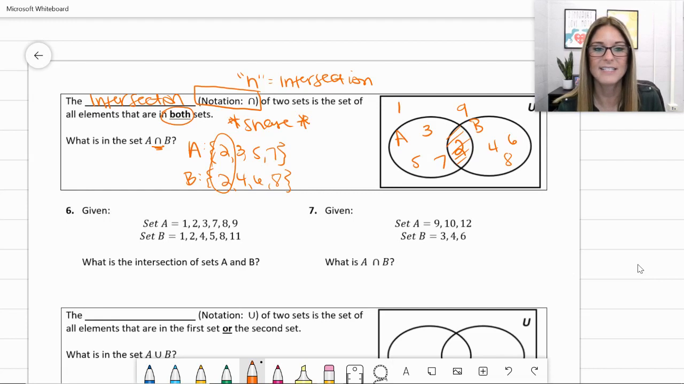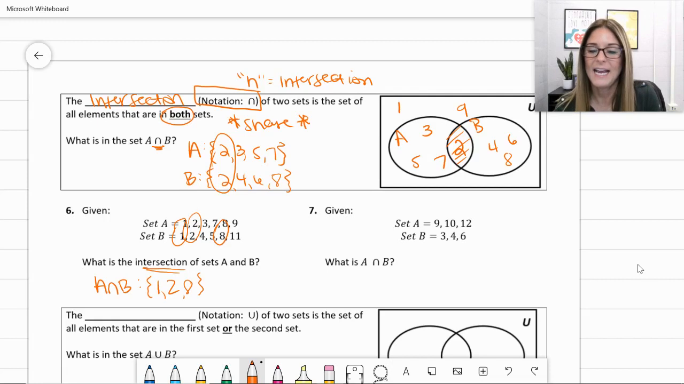Number 6, given set A is 1, 2, 3, 7, 8, 9, and set B is 1, 2, 4, 5, 8, 11. What is the intersection of sets A and B? This notation is going to be everywhere. So that's the A with the N shape B, the intersection. What do they share in common? 1, 2, and 8.